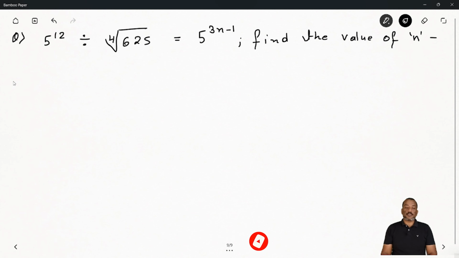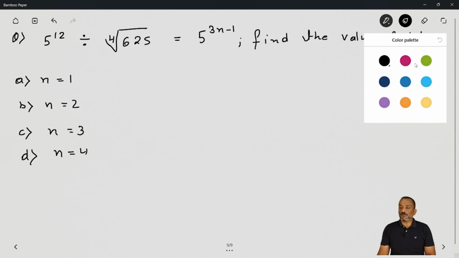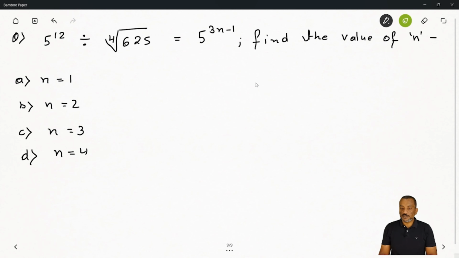n value you have to find. Options are, you have A, n is equal to 1, B, n is equal to 2, and C, n is equal to 3, and D, you have n is equal to 4. Okay, very simple. Here you have to apply the combination of exponent with the radicals. So here, now I'm writing one hint so you will get an idea how to solve. Suppose a number is given here, fourth root of 16. So how you can write here?